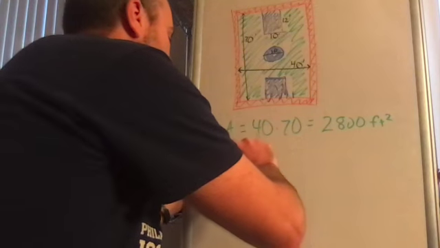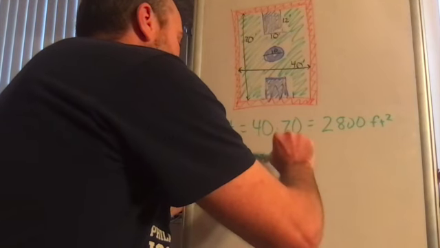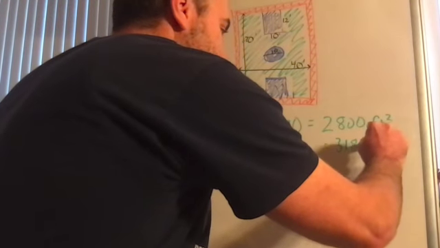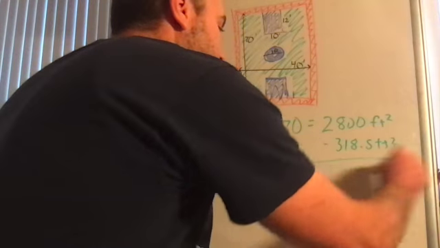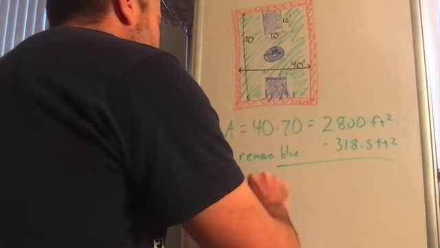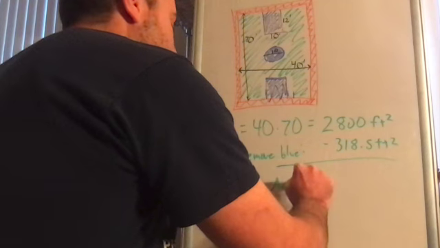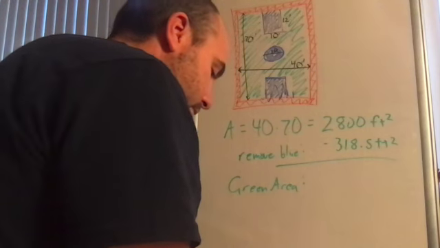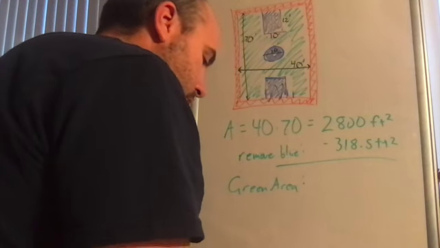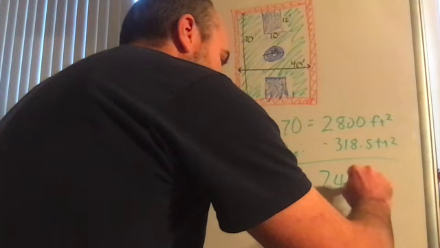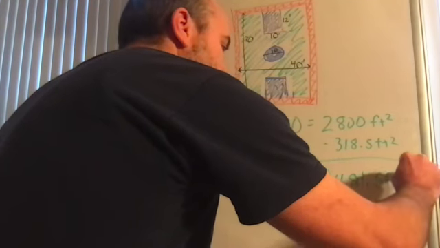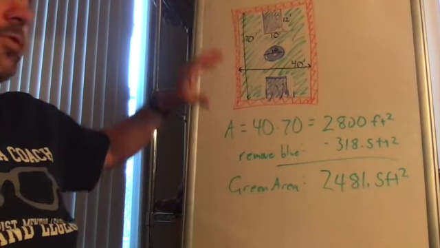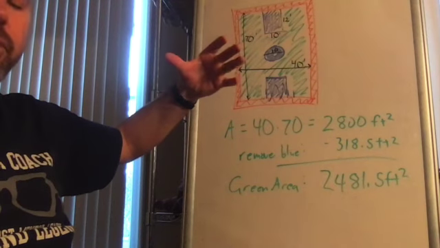All right, so removing the blue part, we just have to subtract the 318.5 square feet that we just figured out. So that leaves the green area. Let me subtract these real quick. As being 2,481.5 square feet. All right. So that's how we could find the green.